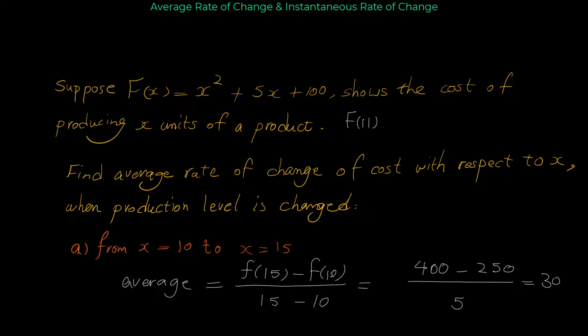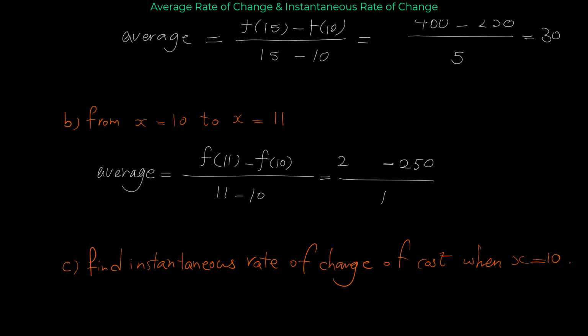For finding f of 11, we have to plug in 11 in the function f. f of 11 equals 11 to the power of 2, plus 5 times 11 plus 100. This is 55. 11 to the 2 is 121. 121 plus 55 is 176. 176 plus 100 is 276. So it is equal to 276. 276 minus 250 over 1 would be equal to 26.